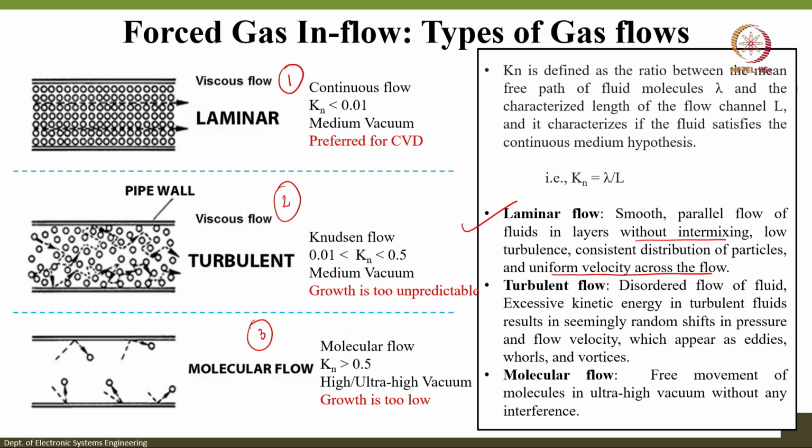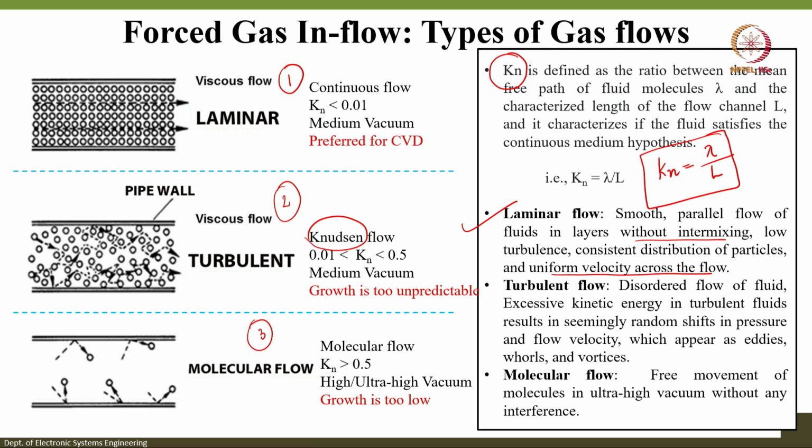To distinguish between the different types of gas flow, we have a mathematical quantity known as the Knudsen number, denoted by Kn. This Knudsen number is given by the ratio of the mean free path of the molecules divided by the characteristic length of the flow channel. Characteristic length refers to the dimension of the physical scale of a system, and this ratio is used to differentiate between different types of flow mechanisms.